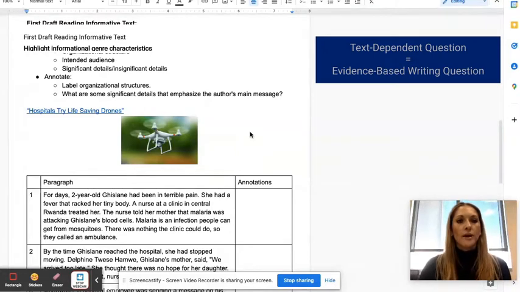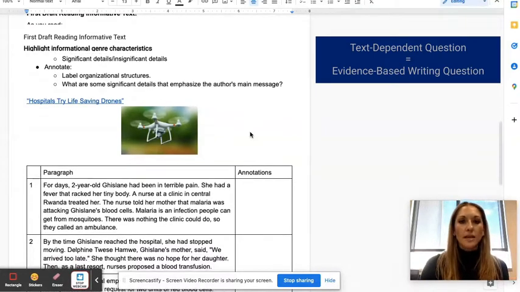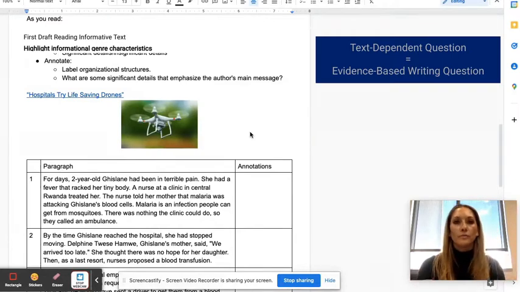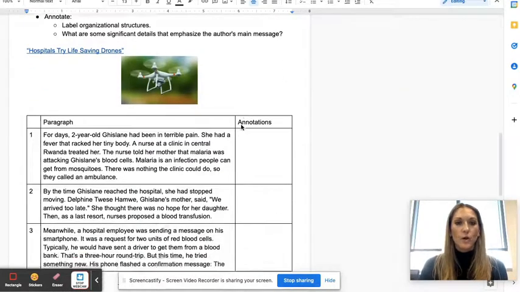So if I'm talking about organizational structures, by paragraph, I need to make annotations that loop back to that specific question about organizational structures. Or if I'm talking about intended audience or the audience that the author is speaking to, if that's what my text dependent question is focusing on, then that's what my annotations are going to be focused on as well.